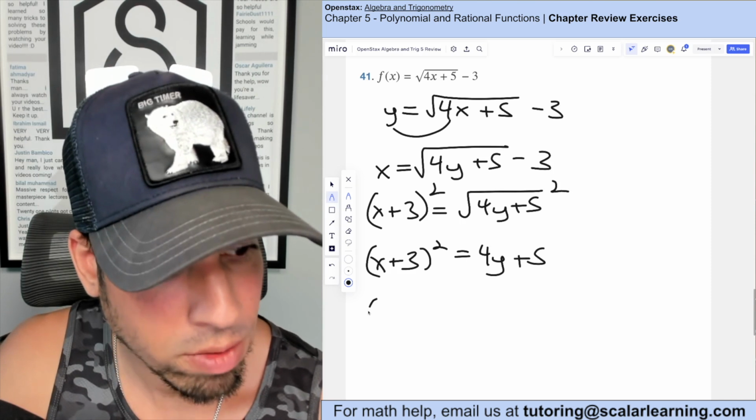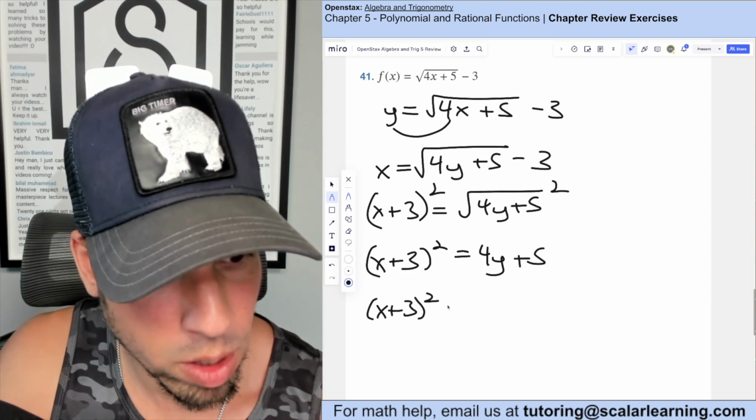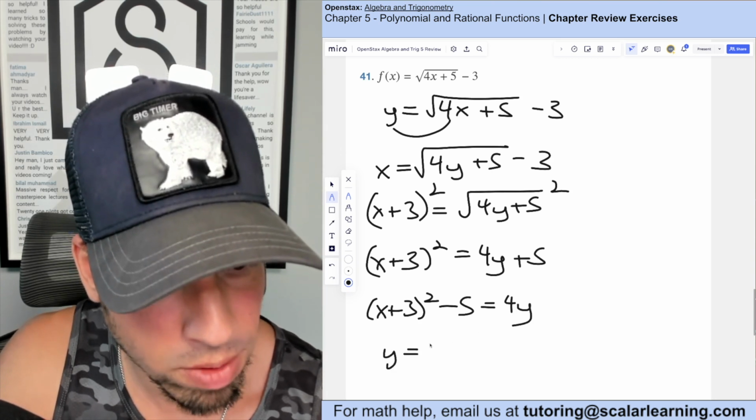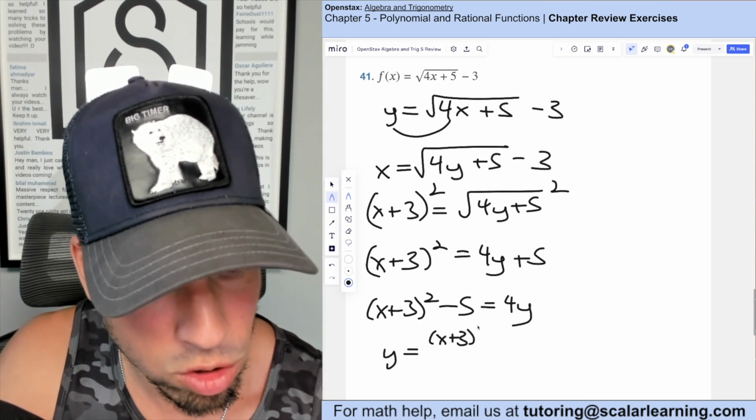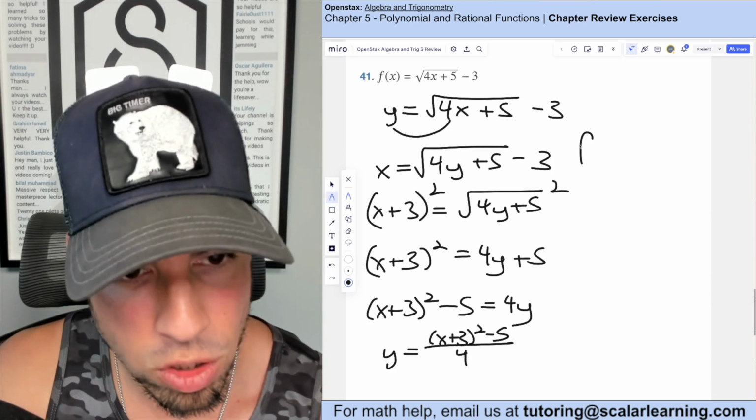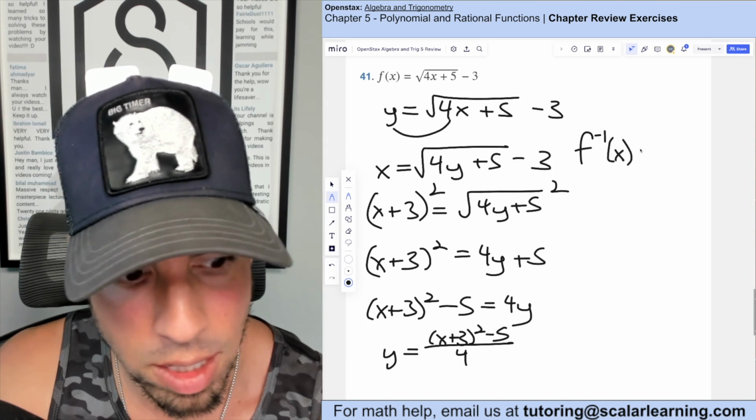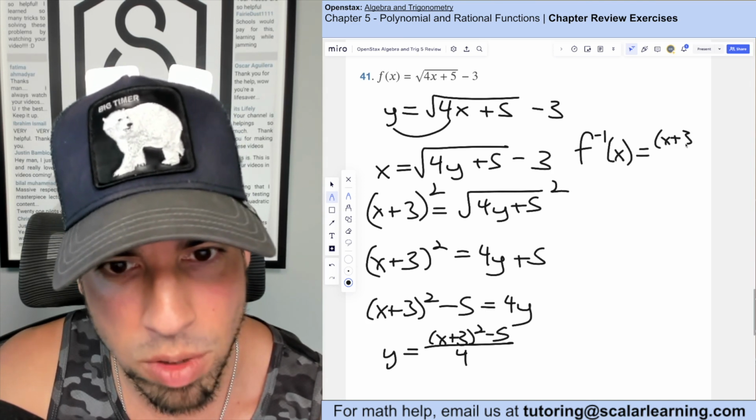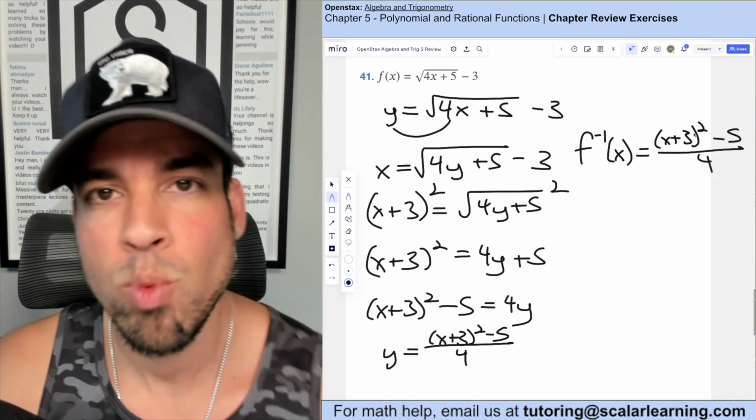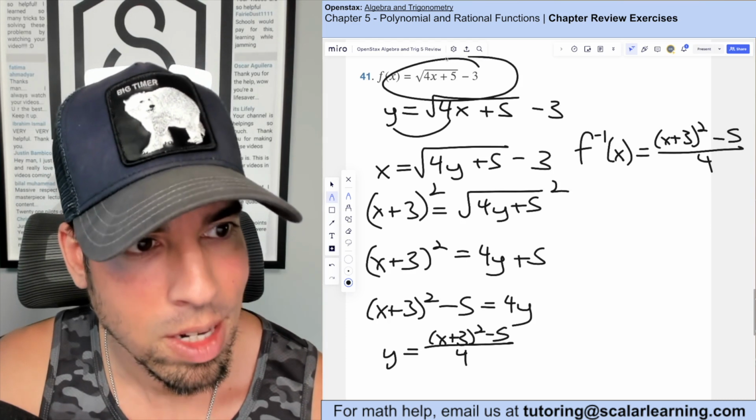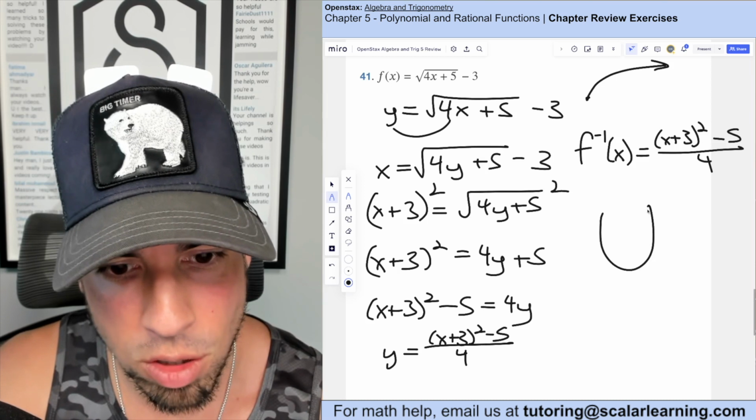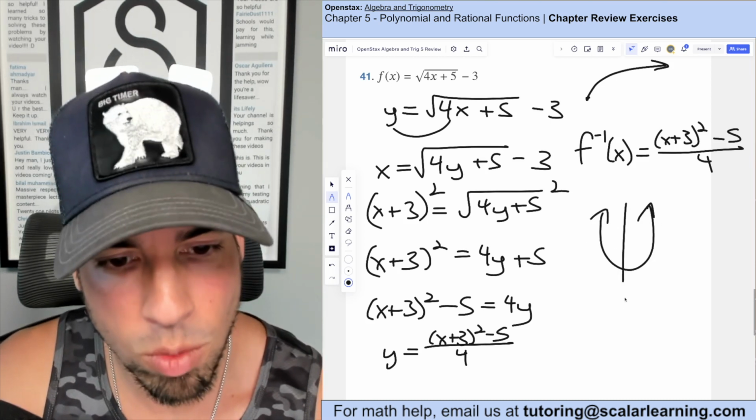Then we're going to subtract 5 from both sides. x plus 3 squared minus 5 equals 4y. Last but not least, we're going to divide both sides by 4. So I get x plus 3 squared minus 5, all over 4. Now to put it in that nice function notation, we get f inverse of x equals x plus 3 squared minus 5 over 4. But then we have to impose a domain restriction because this is a radical function that just looks like this. This is a quadratic that looks like this, right? So we're going to have to cut one of these sides off.